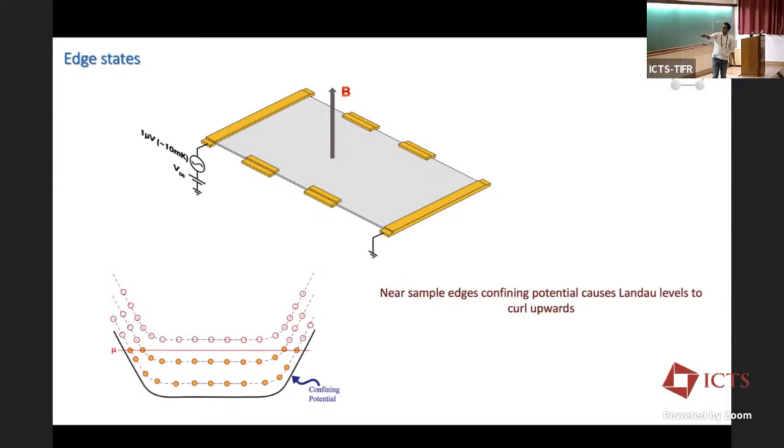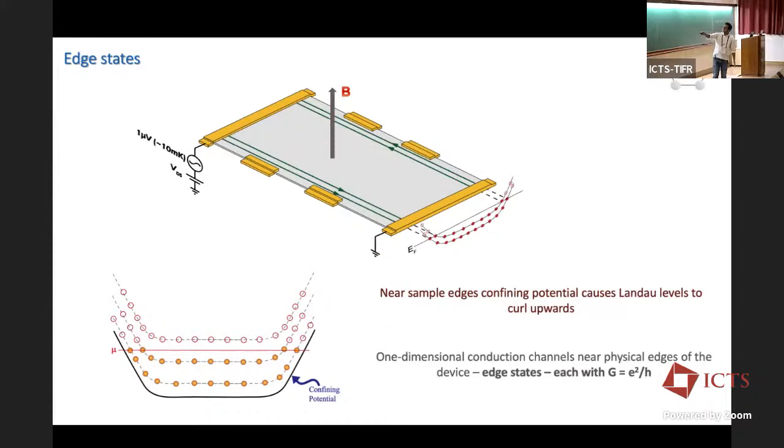And because it's filling factor 2, I have two states. I have two one-dimensional edge channels near the physical edges of the device. And each has a conductance of e squared over h. So the Hall conductance gets quantized to e squared over h times the number of edge channels, which is again the topological Chern number of the system. Since these are dissipationless channels, your longitudinal resistance is 0.